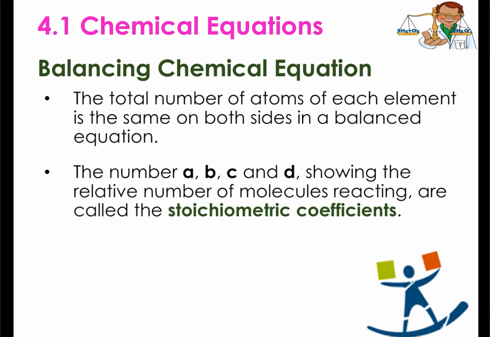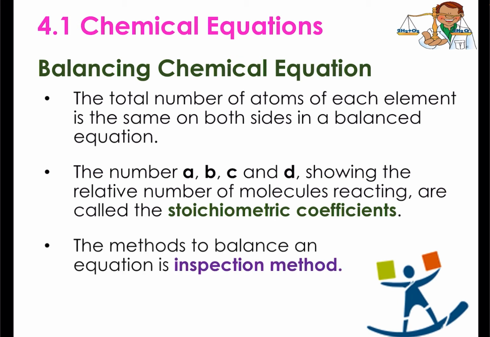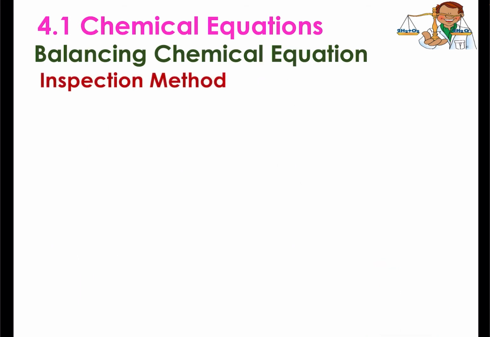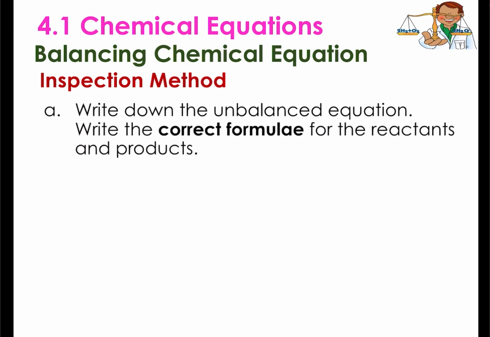The next one, I'm going to introduce to you how to balance the chemical equation by using inspection method. So let's go to the steps first. In order to balance the chemical equation based on inspection method, you have to follow a few steps. The first one, step 1, you have to write down the unbalanced equation with the correct formula. If the questions are given to you in words or in sentence, you have to transfer the name of reactants and product into a correct formula.